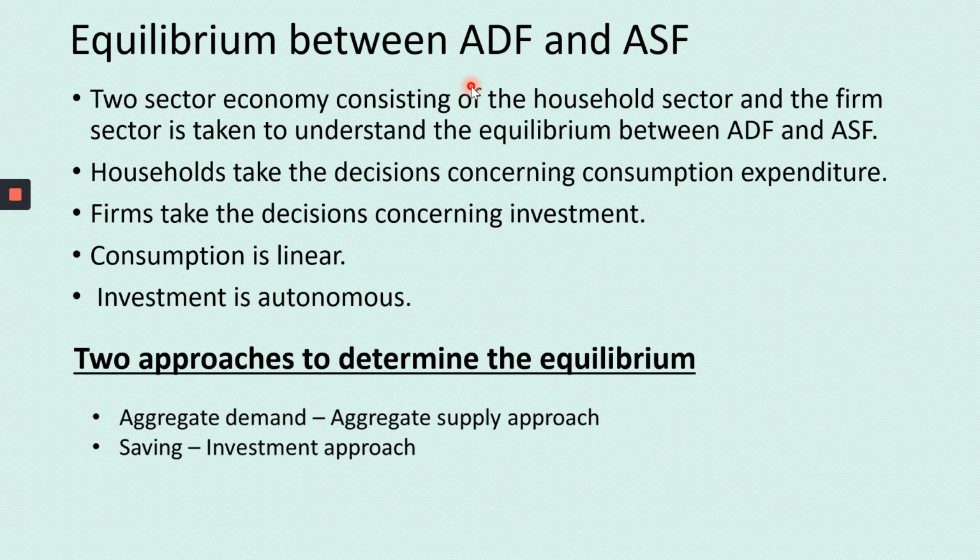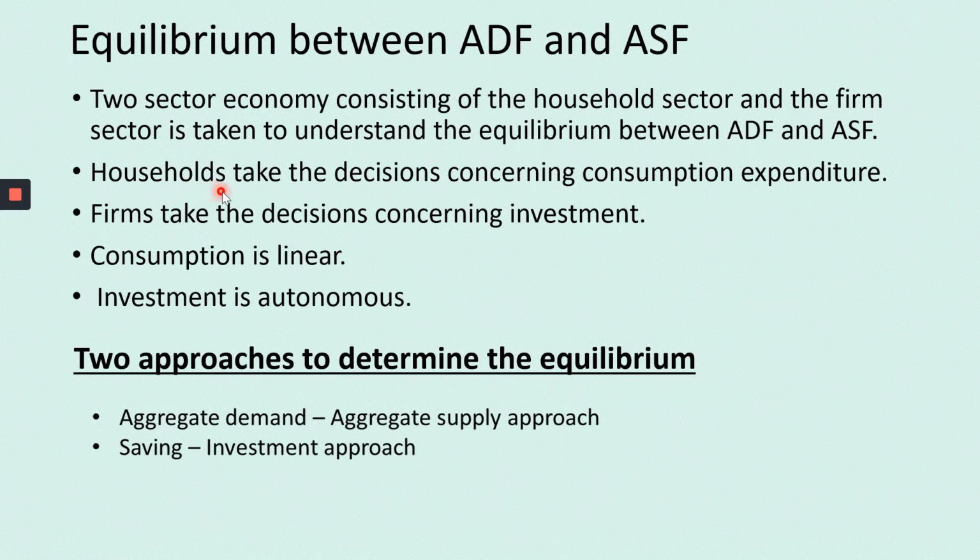So what is a two-sector economy? It consists of the household sector and the business sector. So to understand the equilibrium, Keynes has taken a simple two-sector economy consisting of the household sector and the firm or the business sector.